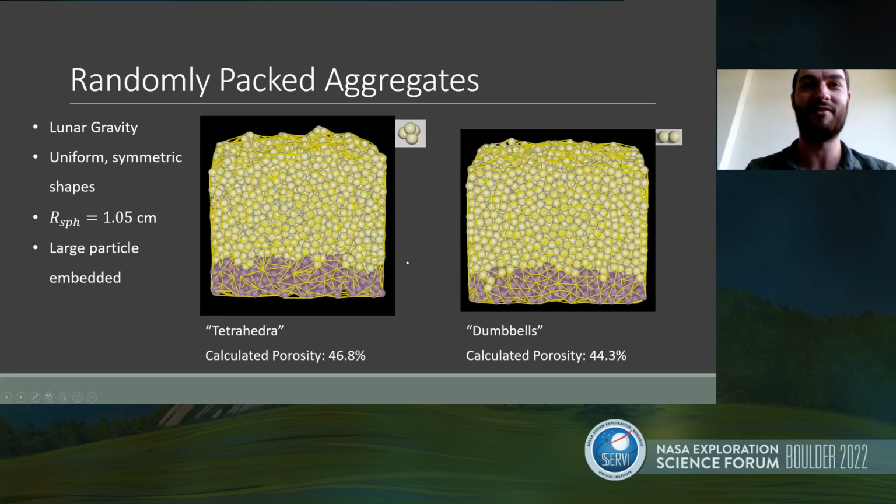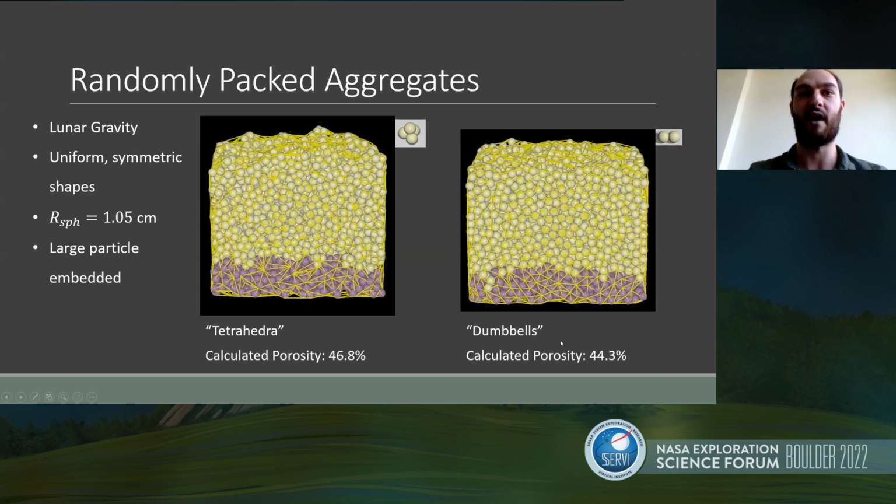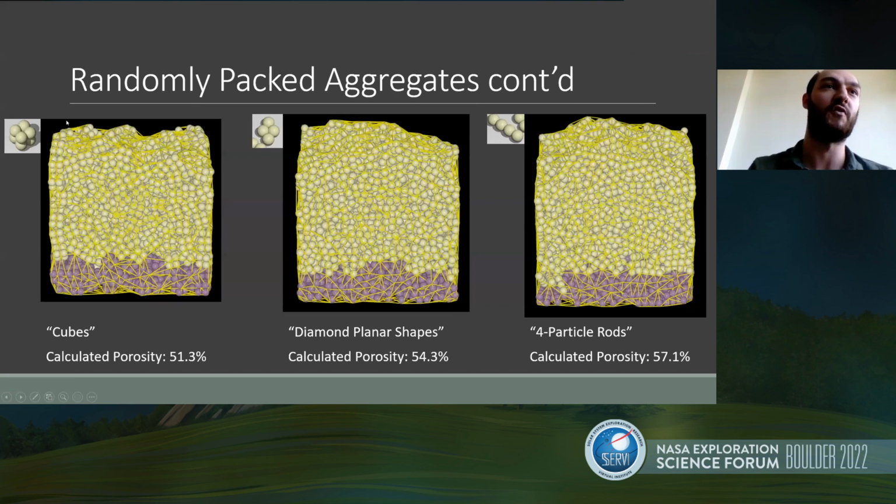We used what we had at hand to prepare these systems. These are preliminary results, but because they're all prepared the same way, the comparison is still relatively valid. What we're finding for the tetrahedral packing and the dumbbell packing is relatively similar porosities to the random spherical packing, about 45% porosity. But when we move to stranger shapes, cube-shaped aggregates, these diamond planar shapes, or these 4-particle rods, we get 50% porosity, 55%, or even 57% porosity, as these things show how much more difficult it is to pack them together in these tight volumes.